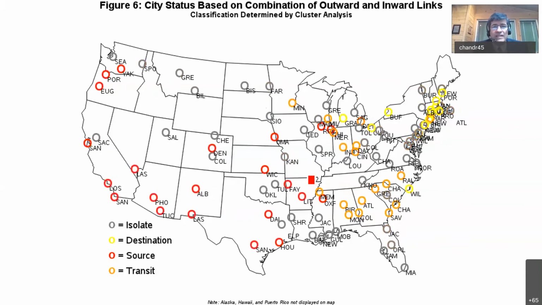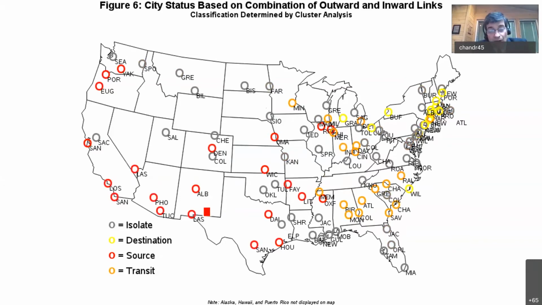And then you can go on and say, okay, well, let's look at a combination of outward and inward linkages, and let's start clustering these cities into different groups, each of which contains cities that share characteristics, but the group itself is different from other groups of cities. Okay. So, for example, the red cities are what we call source cities.